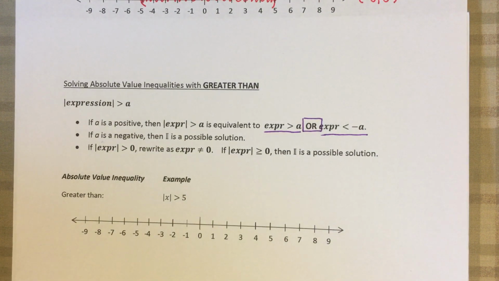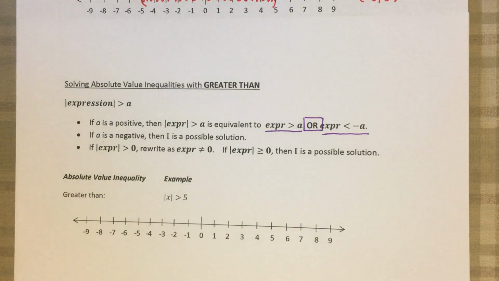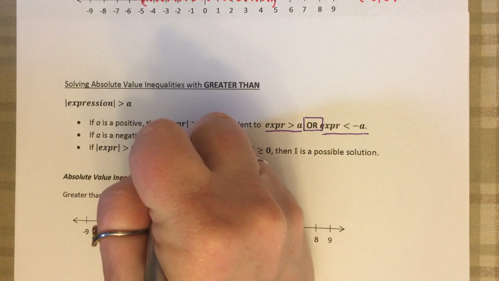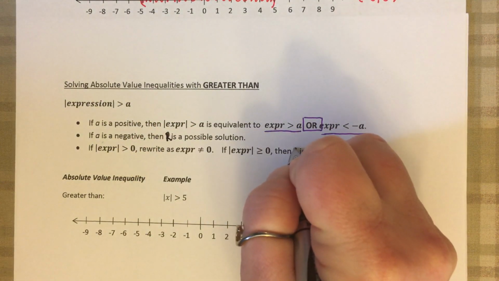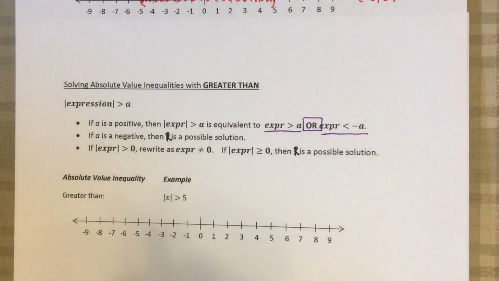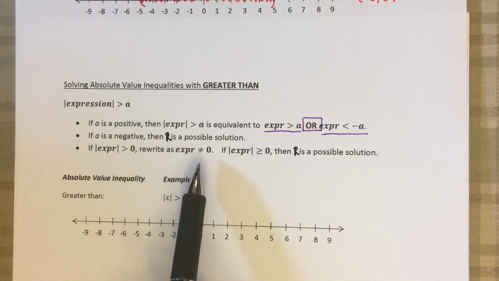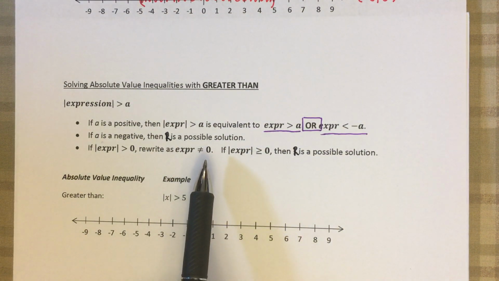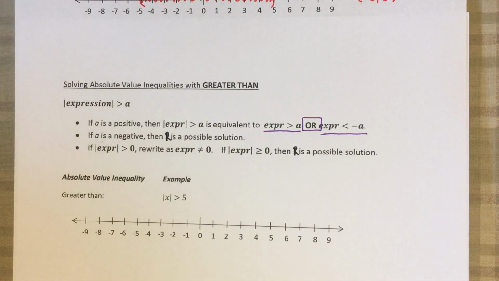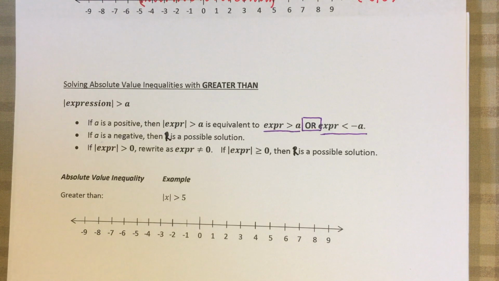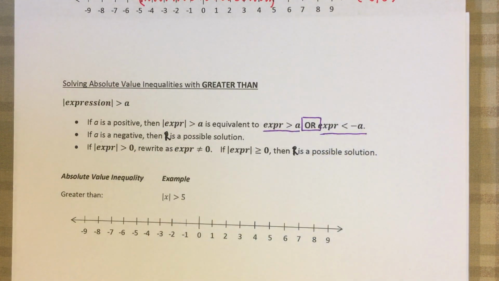Underneath there, a couple of other things to mention. If our number is negative, then all real numbers is a possible solution. If we are greater than 0, then we can rewrite as our expression does not equal 0 and go from there. And if we're greater than or equal to 0, then all real numbers is also a possible solution. Again, we'll talk a little bit more about those in the last example that we're going to go through, but we're going to focus on this first case. What happens if this is positive?